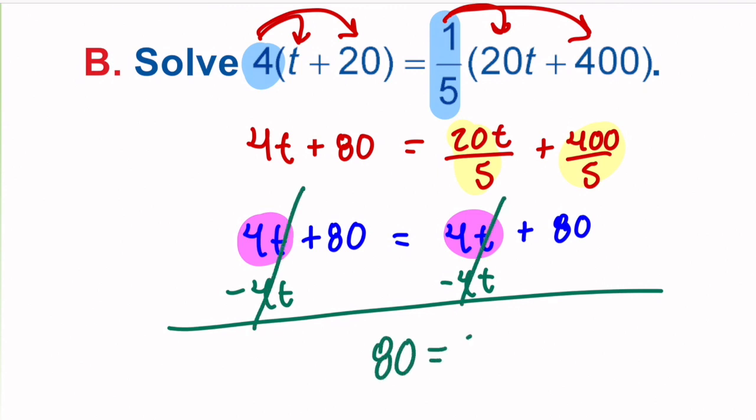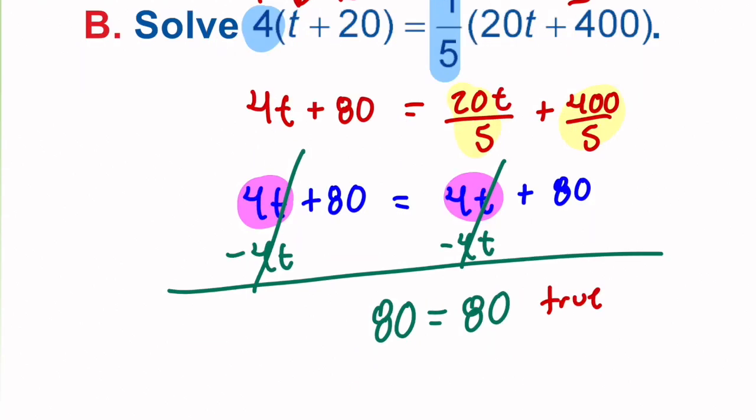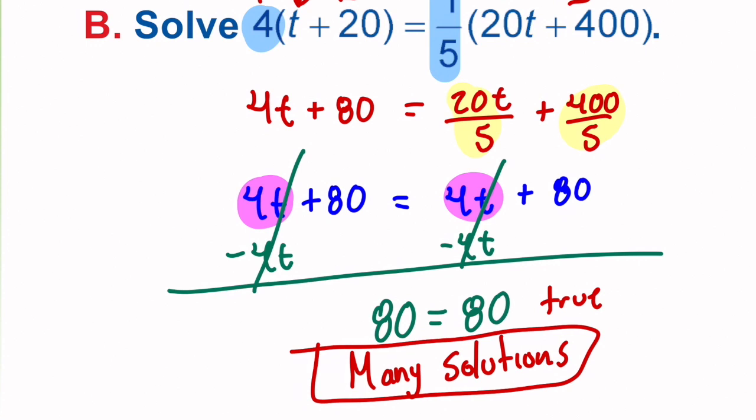So 80 equals 80, that's true, it makes sense. But we never find out what t equals. So this means that this is a type of equation where t can be any number, so it has many solutions. This is another type of special equation. When you get the same number on both sides, you have an equation that has many answers.